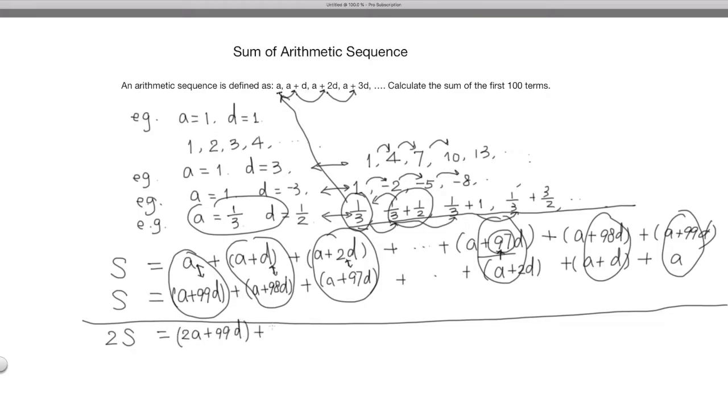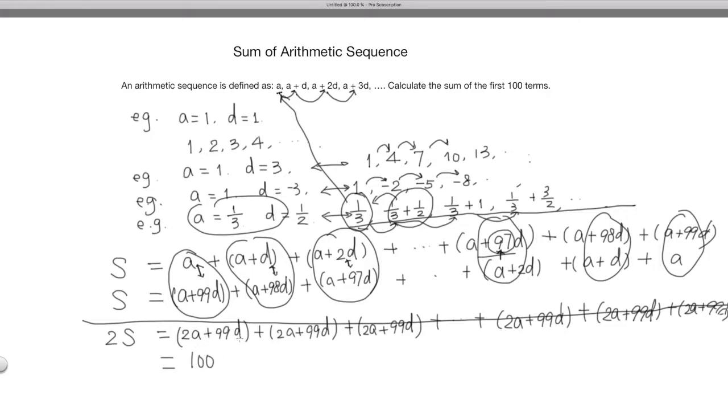These two terms, 2a plus 99d. Wow, you see, they actually add up to always the same thing, 2a plus 99d. The last three terms, all the same, 2a plus 99d. And how many such 2a plus 99d's? It's going to be 100.